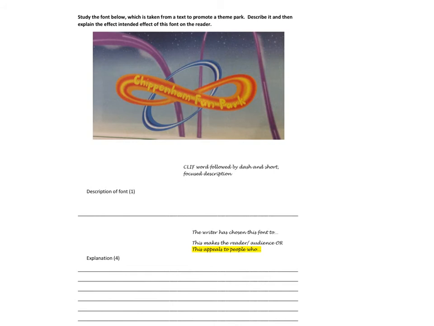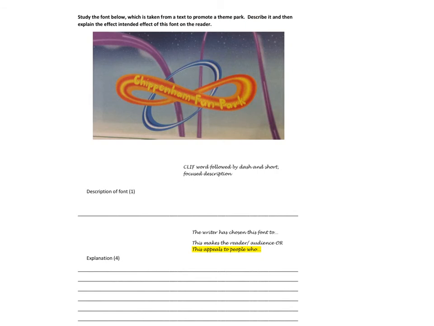Begin by thinking about the purpose and the audience. Remember to read the text at the top of the question because this will always give you important information. In this case, we can see that this is a text to promote a theme park. That tells us of the purpose of the text. Who do we think the audience is?